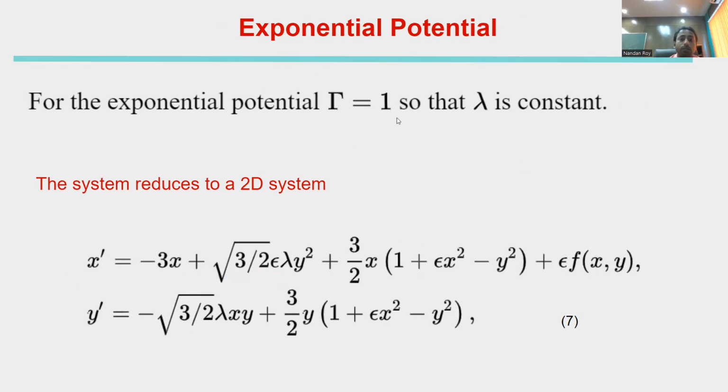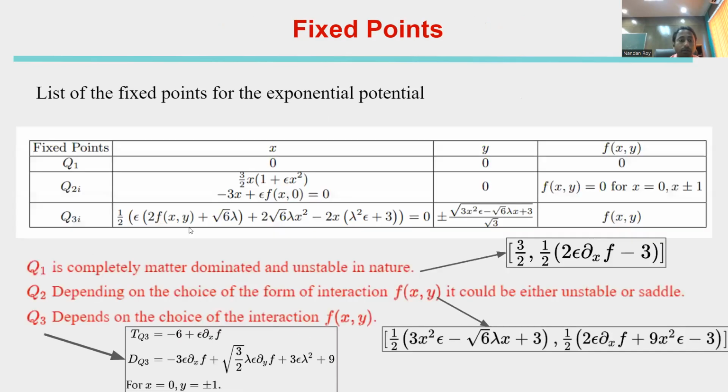And for the exponential potential, we choose gamma equal to 1. So that means lambda is a constant. So essentially, the system is a two-dimensional system. And we find the fixed points of this system. These are Q1, Q2, and Q3.